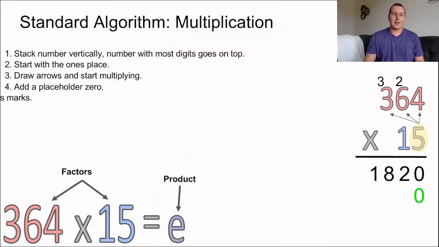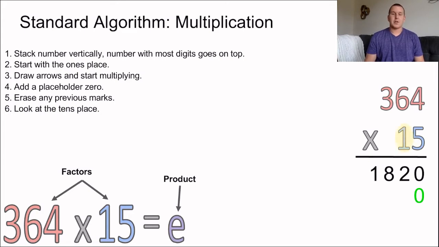So now that we've added that placeholder 0, we're going to erase any previous marks. When we erase those marks, we're ready to get on to our next step, which is to look at the tens place. So we'll highlight the tens place. Now we're going to do the same step where we're going to draw some arrows and multiply. Now this one, we want to make sure the tens goes to the ones, then tens to tens, then tens to the hundreds place. It's really important we keep that order in line. Now that we've drawn our arrows, we can go ahead and start multiplying.